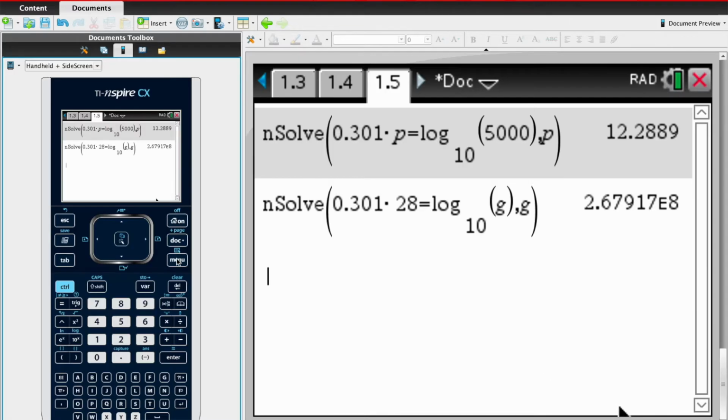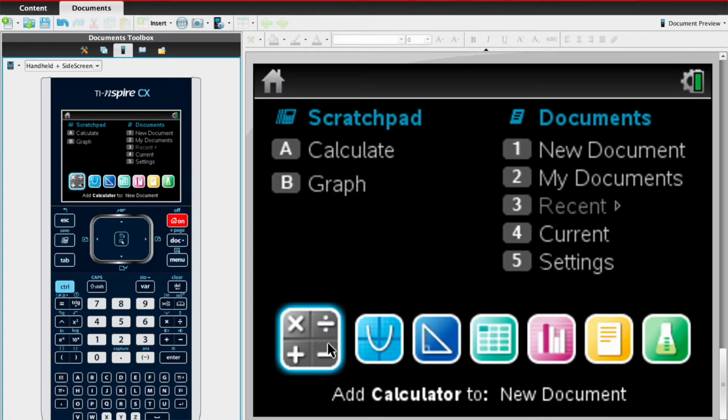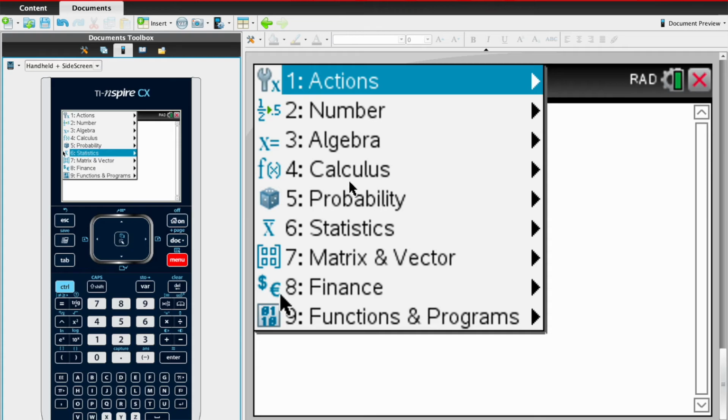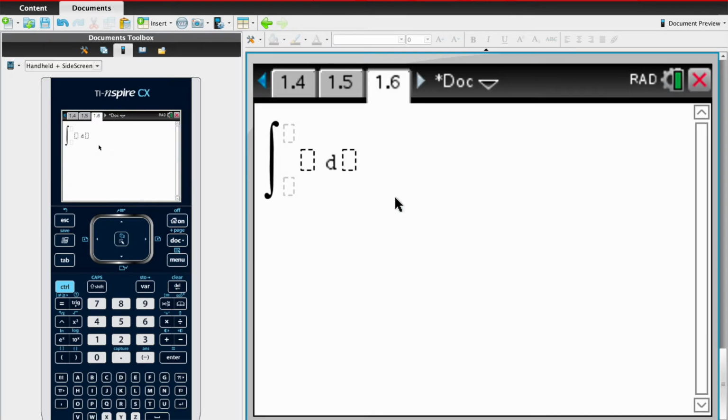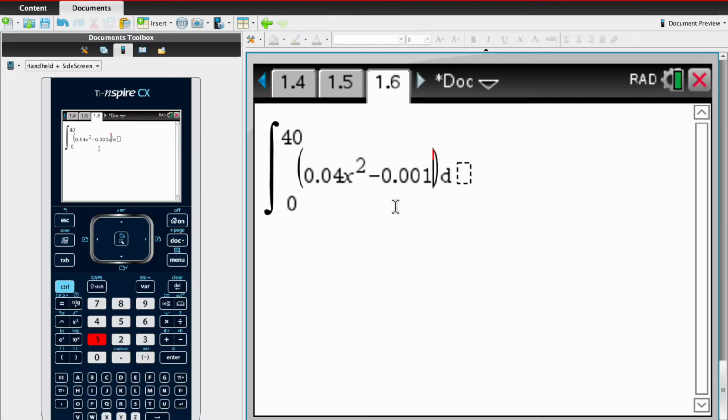Okay, let's get a clear screen actually. Menu, calculus, we want to find a numerical integral. Lower bound is 0, upper bound is 40, and our function itself is 0.04x squared minus 0.001x cubed, and then as a function of dx. All right.